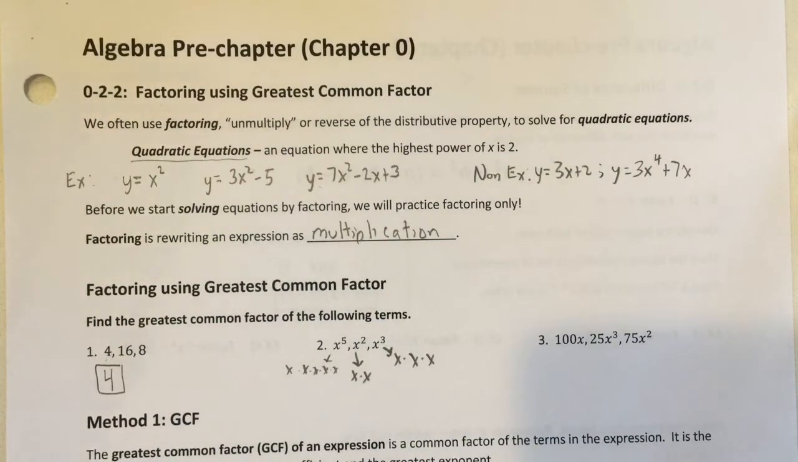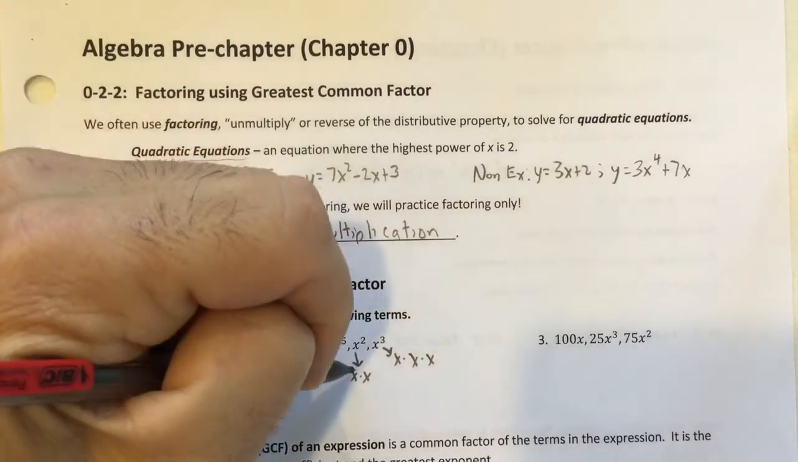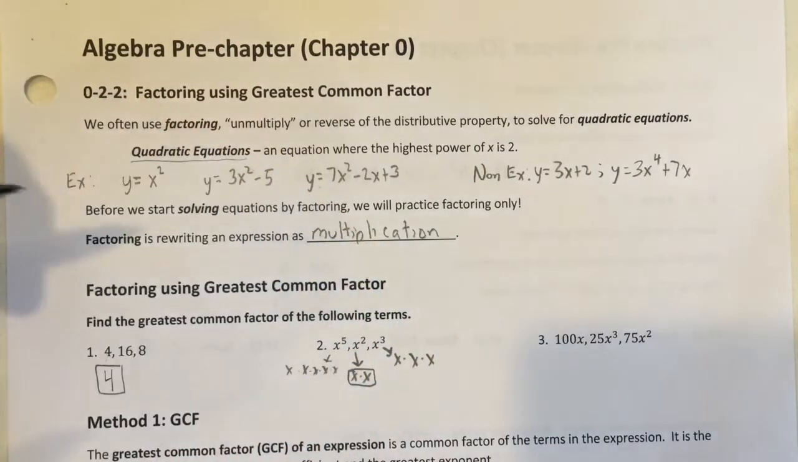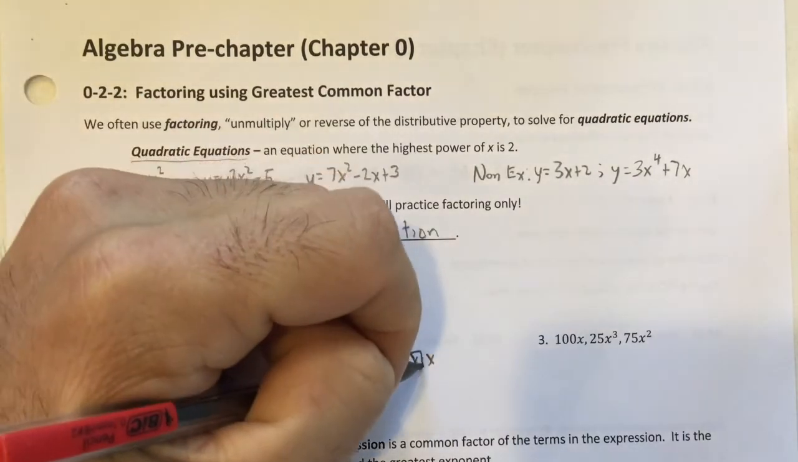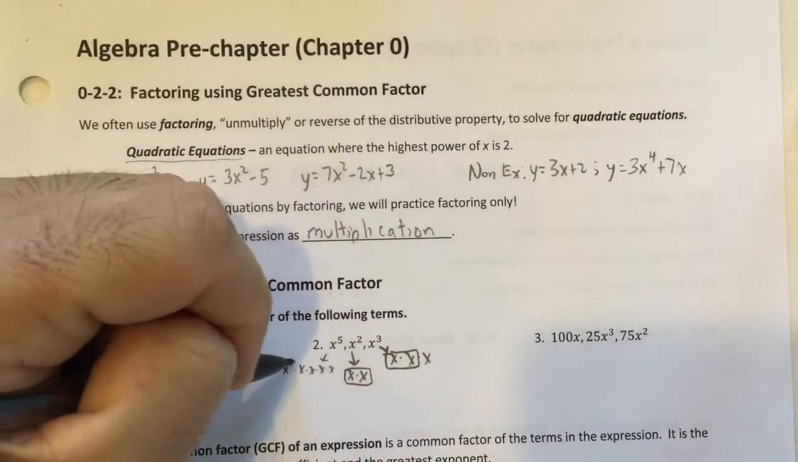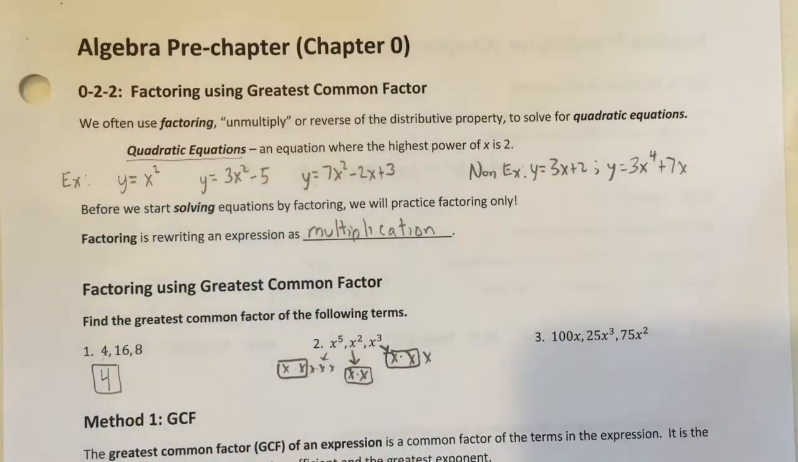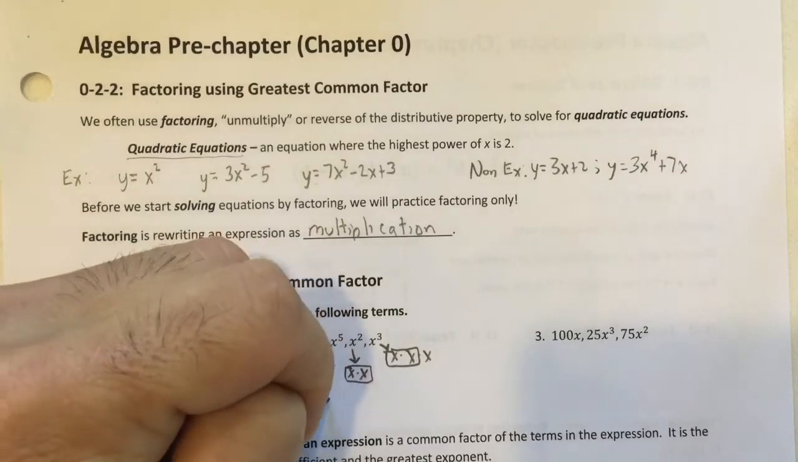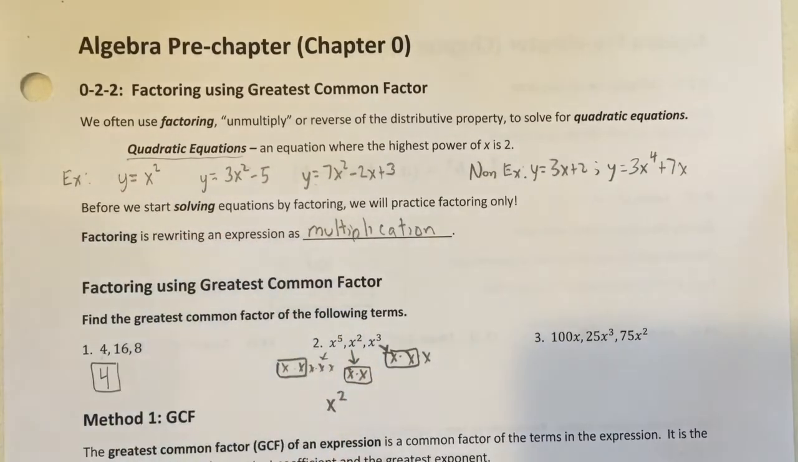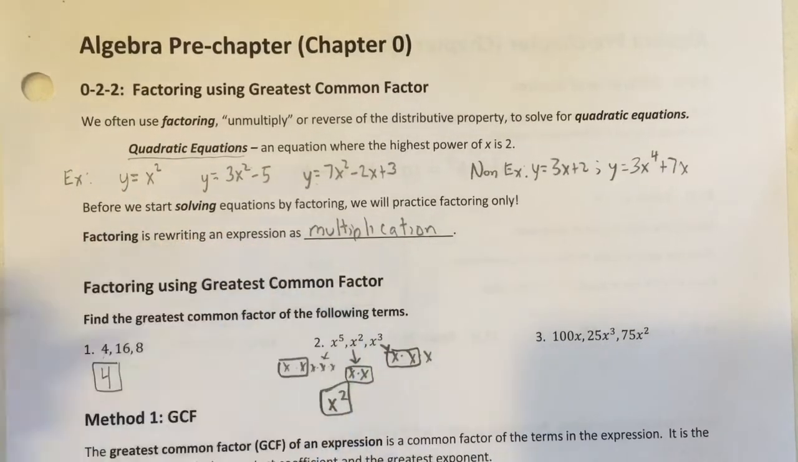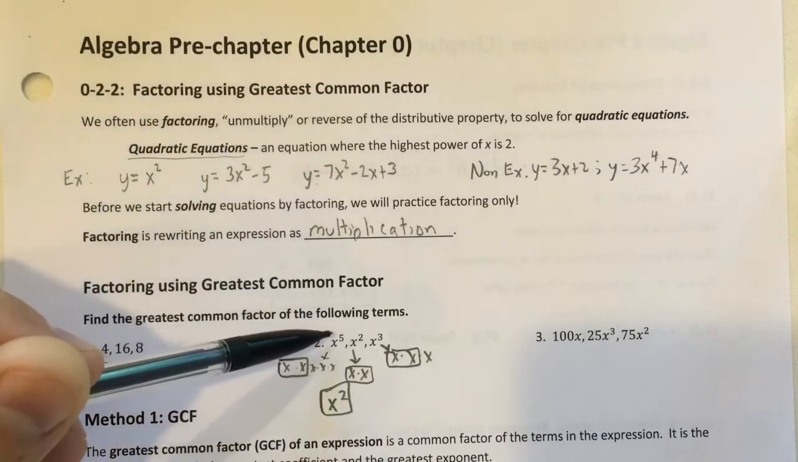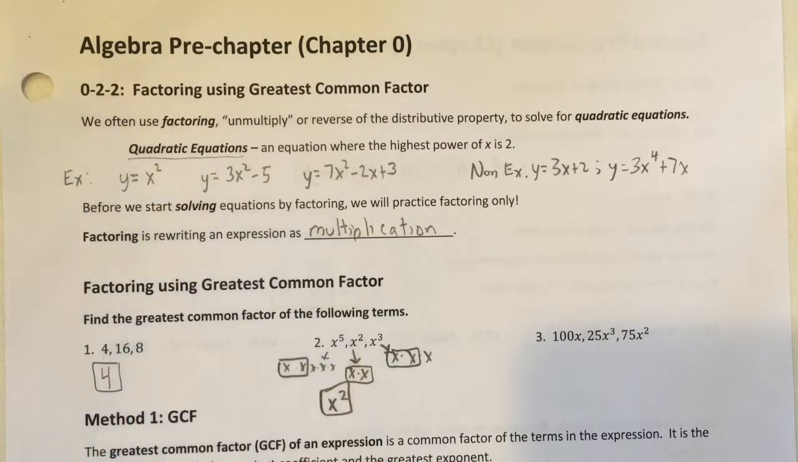So each of them has at least x times itself how many times? Well, this one has x times itself 2 times. This one has at least x times itself 2 times. And this one also has at least x times itself 2 times as well. So therefore, our greatest common factor would be x squared. Basically, when you're doing the ones with exponents, whatever the lowest exponent is, that's what it's going to be. All right, try number 3 on your own.